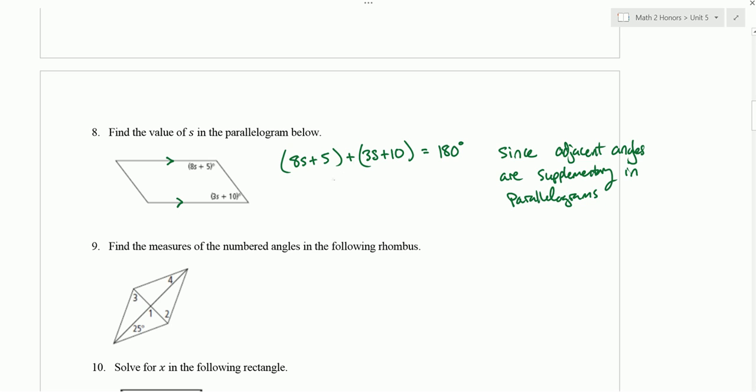So 8s plus 3s is 11s. 5 plus 10 is 15. Subtract 180 by 15, and you get 165. And divide 165 by 11, and you get s is 15.